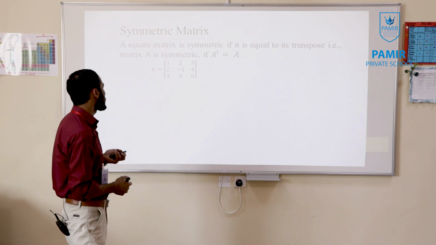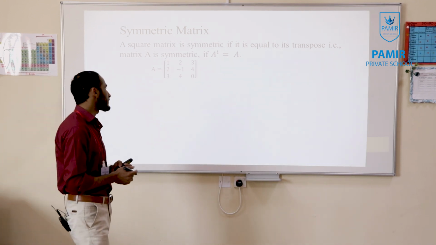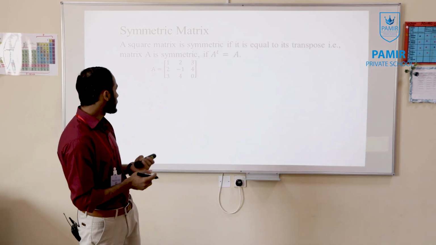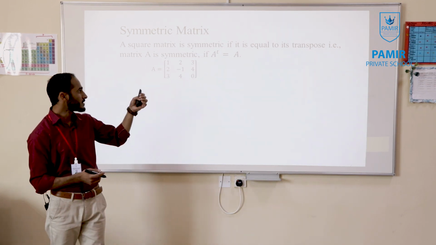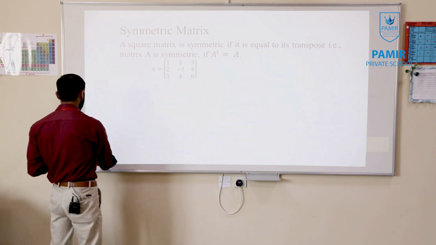For example, here we have the matrix A whose first row is 1, 2 and 3, the second row is 2, minus 1 and 4, and the third row is 3, 4 and 0. So when we take the transpose of the matrix, transpose means we change the rows into columns.